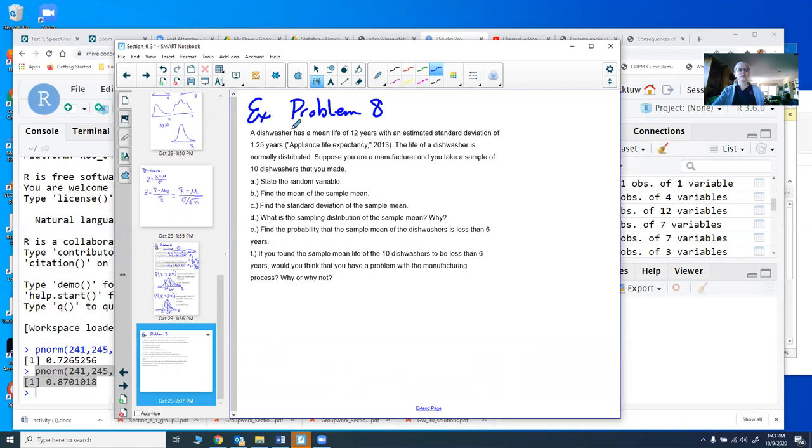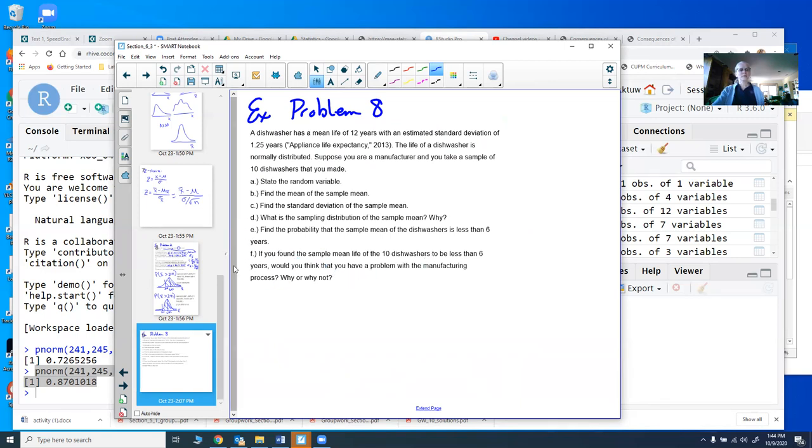I'm not gonna do another problem completely, but I just wanna talk about why is the sampling distribution of this one. So we have a dishwasher has a mean life of 12 years, with an estimated standard deviation of 1.25 years. The life of a dishwasher is normally distributed. Suppose you have a manufacturer who takes a sample of 10 dishwashers. What can you say? So again, since the life of the dishwashers is normally distributed, the sample size doesn't matter. So I can say that we're normally distributed.